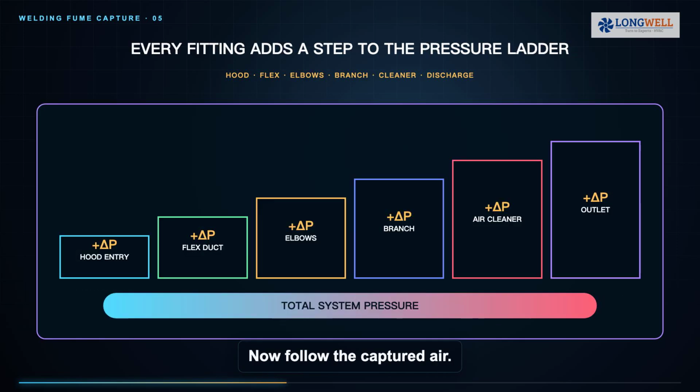Now follow the captured air. Hood entry, flexible duct, elbows, branches, the air cleaner and final discharge all add resistance. The blower must overcome the complete path. Maximum free airflow is not installed extraction flow.